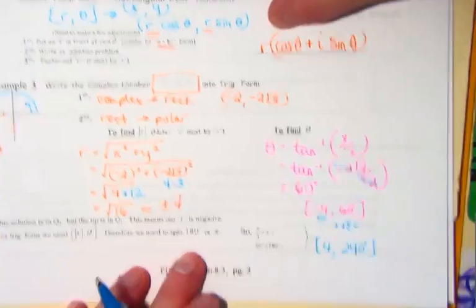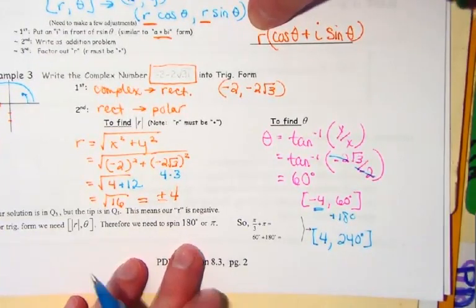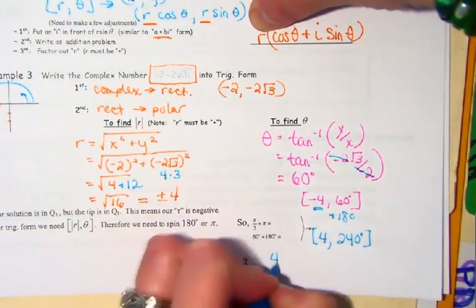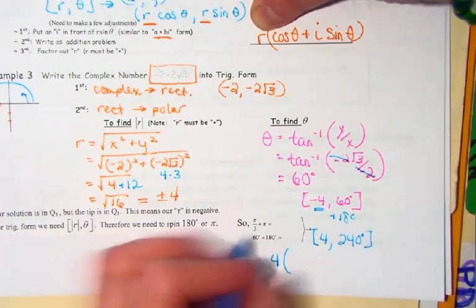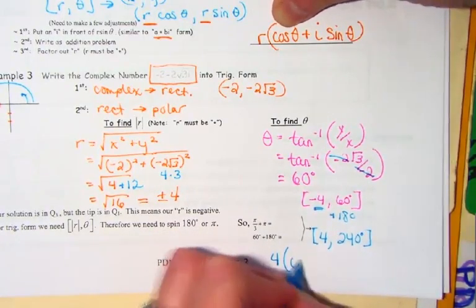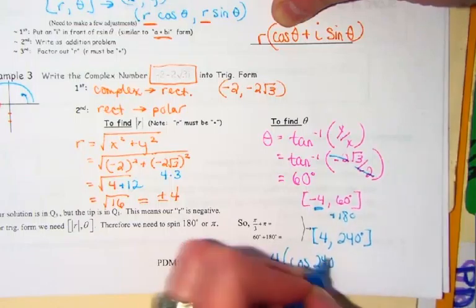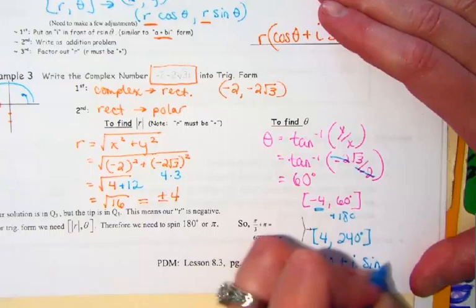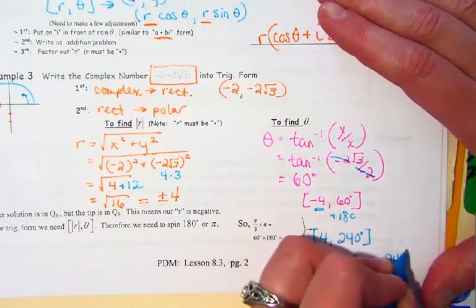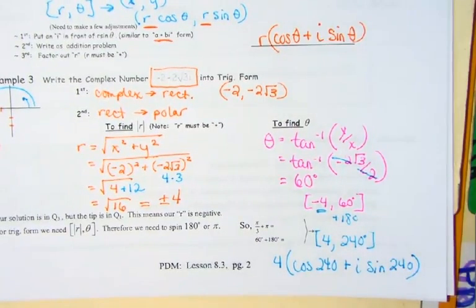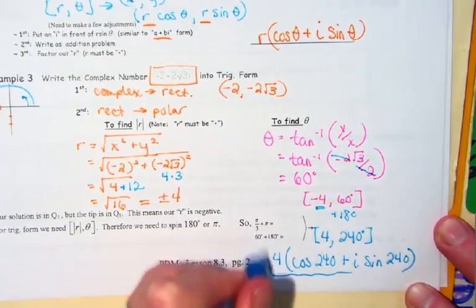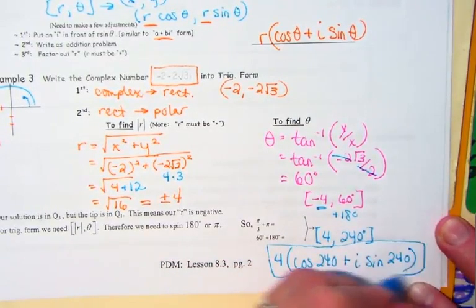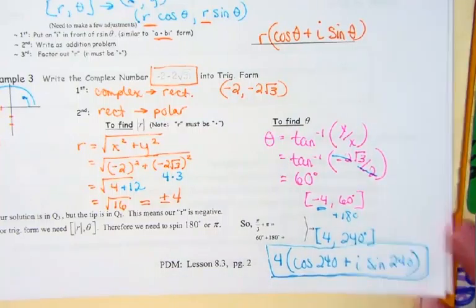I'm going to go right up here so that I see what I have. First things first, my positive radius hangs out front by itself, 4. Cosine of the angle, cosine 240, plus i sine of my angle, sine of 240. This is my trig form. I do not simplify it. I don't calculate. I don't do anything else to it. I leave it just like this.